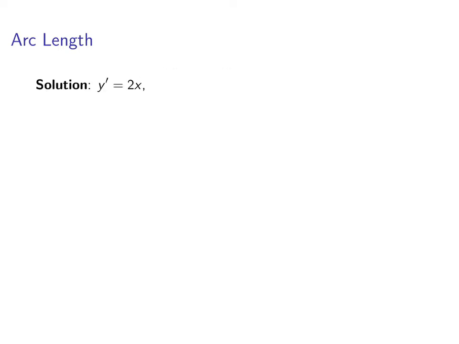All right, so y prime is 2x. So we can put everything into the formula for the arc length, so integral from 0 to 2 of the square root of 1 plus 4x squared dx. All right, looks like a harmless integral, right? Well, we'll see about that.